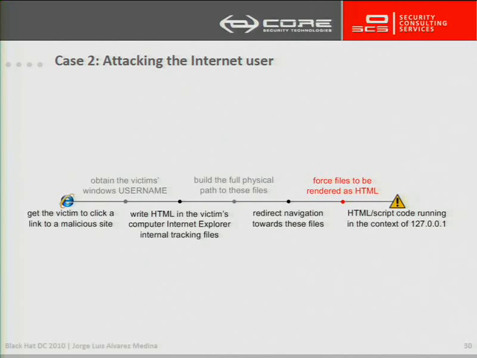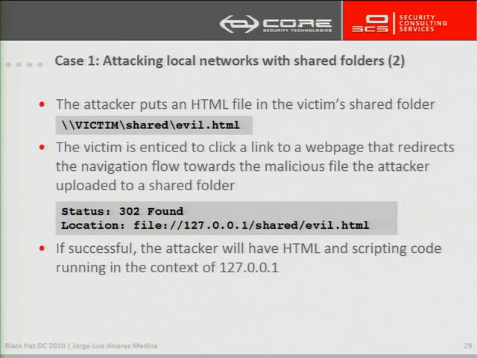Then the server will be running scripts based on the information it obtained through SMB, so as to build the right paths to the internal tracking files that, as we saw, are located inside the user's profile. That's why we needed the username. So these files the server is building will be referenced together after a redirection.